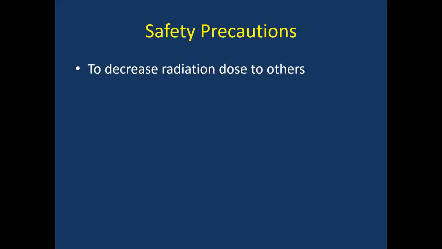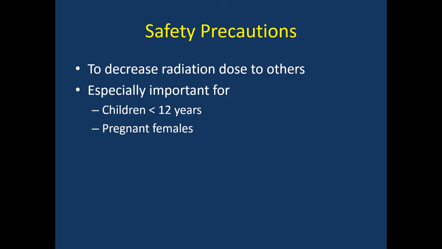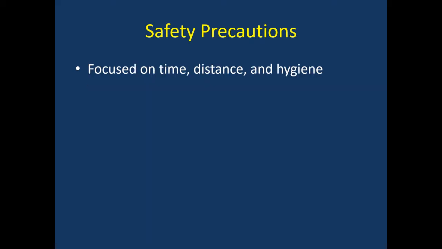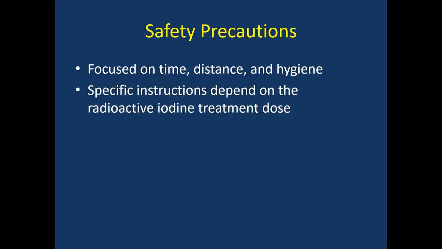In addition to keeping you, the patient, safe, it is important to try to minimize the radiation exposure to those around you. This is essential, especially for young children less than 12 years old and pregnant females. Minimizing the radiation dose to others is centered around decreasing time spent with them, increasing your distance from them, and practicing good hygiene. You will get specific instructions based on the dose of radioactive iodine you receive. You will have those in writing before you leave the nuclear medicine department.